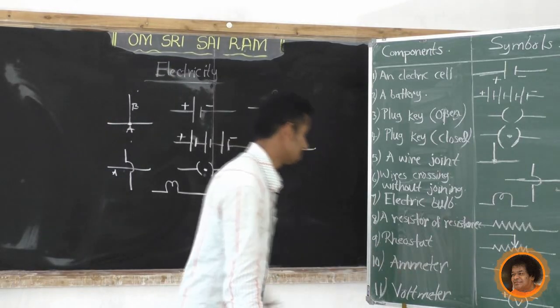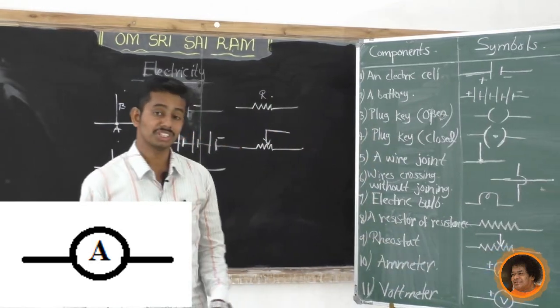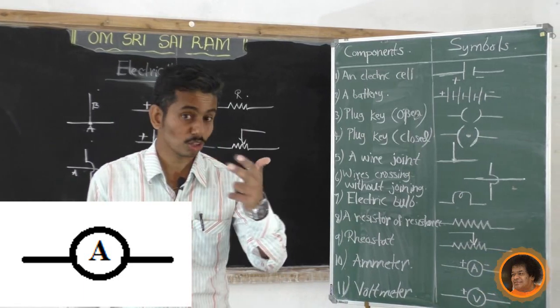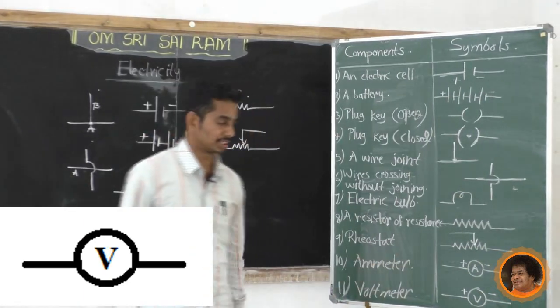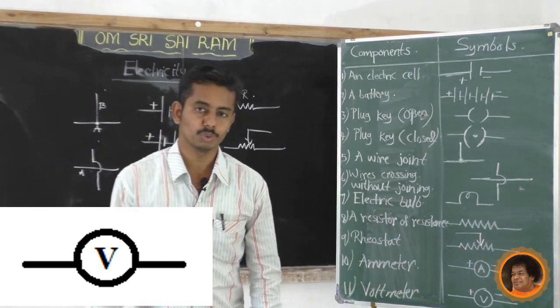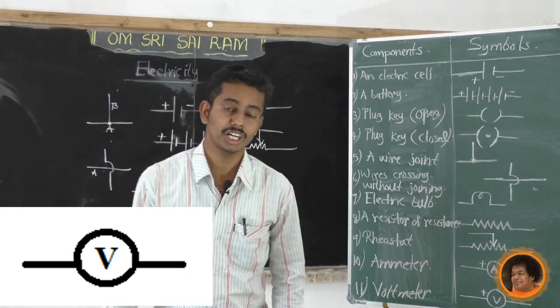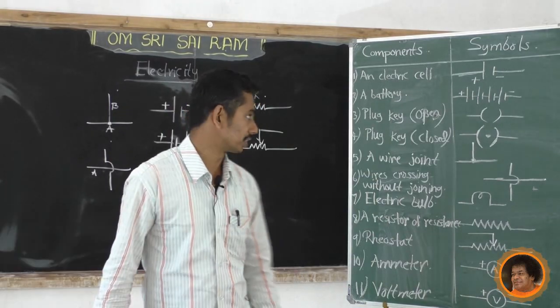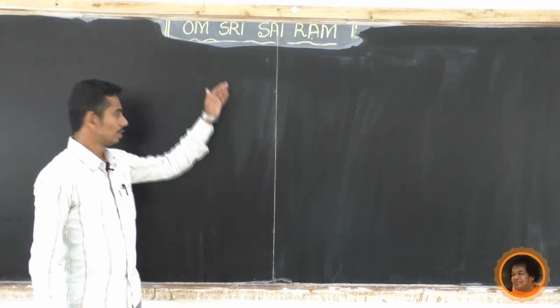Then ammeter. This is the representation of ammeter. What is the use of ammeter? It measures the electric current, or strength of the electric current, in the circuit. Next is voltmeter. What is the use of this voltmeter? This is the representation. It measures the potential difference of the electric circuit. So these are the different components and their symbols.